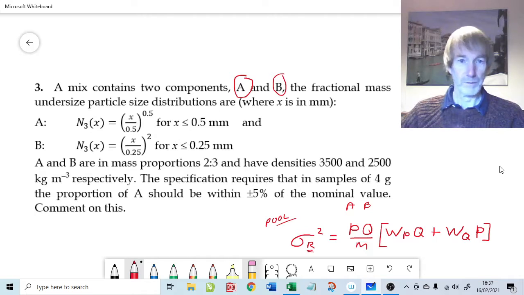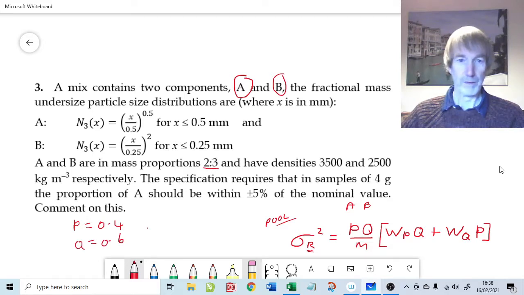So we've been given mass proportions 2 to 3 of A and B, so that means that P is going to be equal to 0.4 and Q is going to be equal to 0.6. That's the proportions 2 to 3.